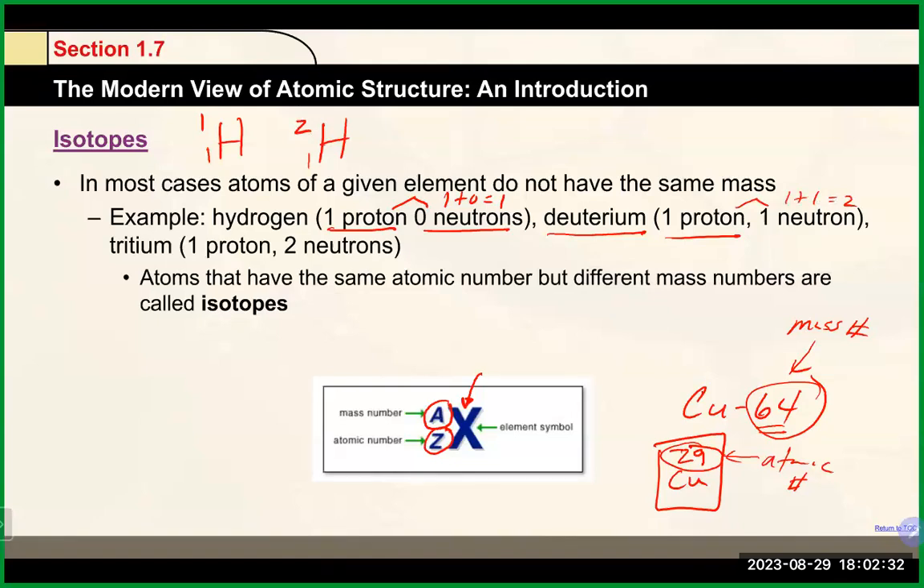And lastly, for tritium, once again, maybe doesn't sound like hydrogen, but because it has 1 proton, it has an atomic number of 1, which means its symbol is still going to be hydrogen's. And 1 plus 2 gives us a mass number of 3. So as you can see here, it is the protons that are the most important. They determine the element that you're dealing with.